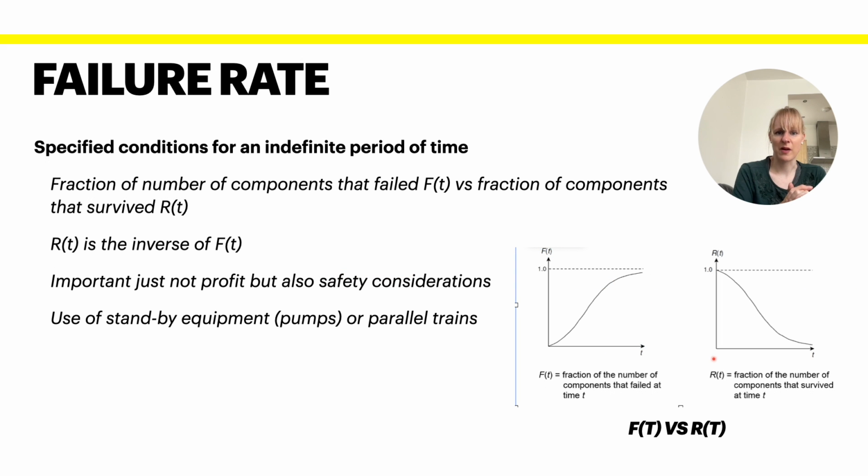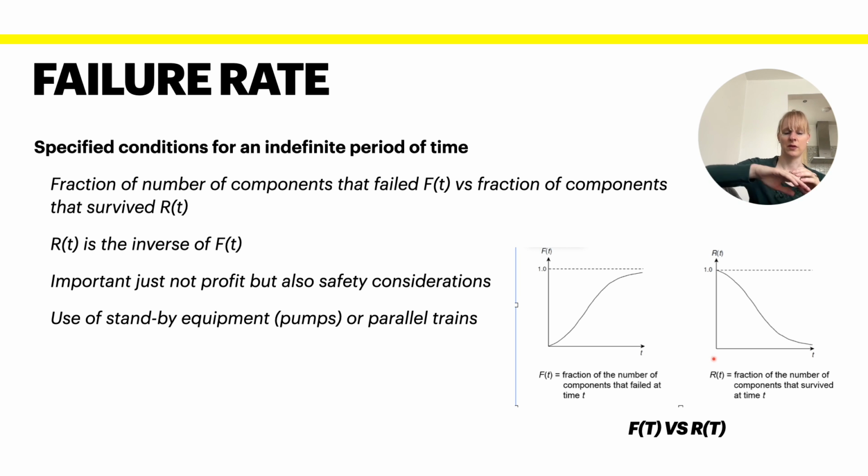The first thing we're going to look at is the failure rate. The failure rate always looks at specified conditions and a specific period of time. Here we can see two concepts. We look at the fraction of the number of components that failed at a specific time. You can see we start at 0, because obviously when you start off everything is working. Then slowly over time everything will lead to failure, and the maximum value where it plateaus is at 1. Reliability works the other way around. It's the fraction of the components that survived at time t.